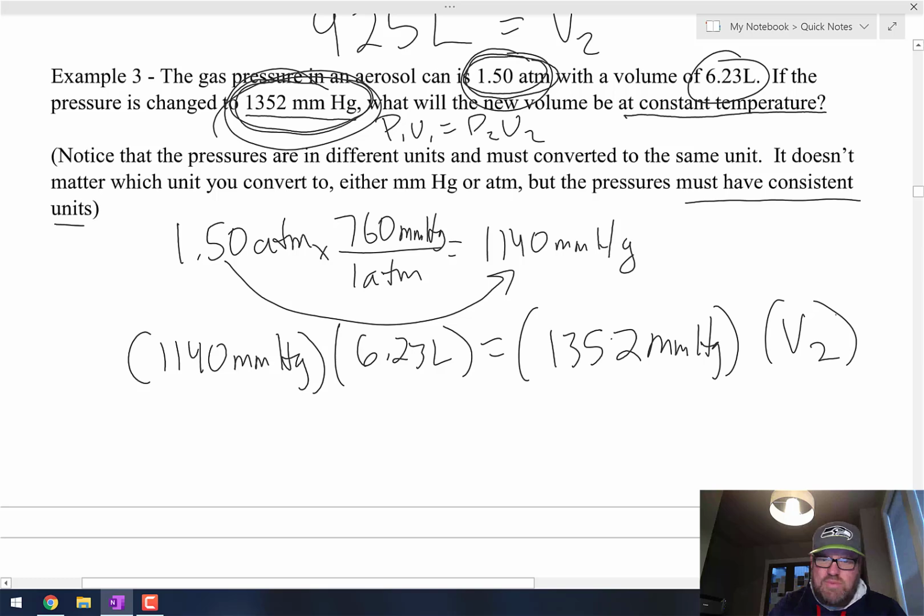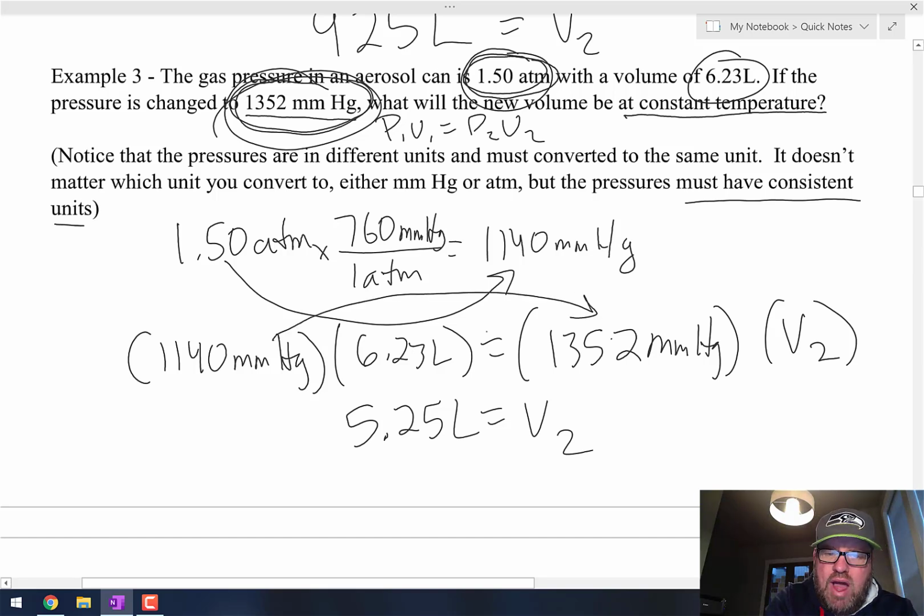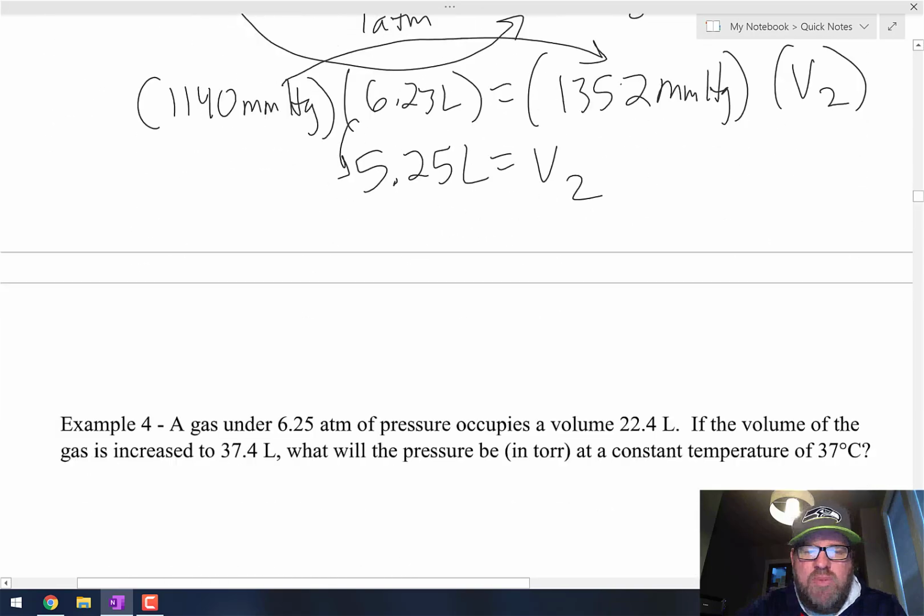So just like the last problem, to get V2 by itself, I'm going to have to divide by 1352. So I'm going to take 1140, multiply by 6.23, and then divide by 1352. And I get an answer of 5.25 liters is equal to V2. Okay, now does that make sense? Well, what did the pressure do? The pressure went up, so if the pressure went up, the volume had to have gone down, which is what happened. The volume went from 6.23 to 5.25 liters.